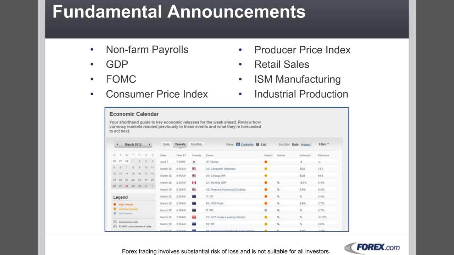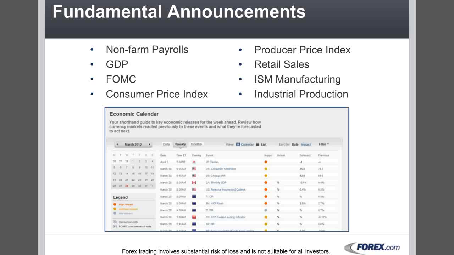So right now, I'm just going to give you a bit of an introduction to some fundamentals as I go through a few of these key major announcements, starting with non-farm payrolls, what we typically call NFP reports. Now, these rates measure the percentage of unemployed workers within the total population. And this report comes out usually the first Friday of each month, but it is typically a very big market mover with quite a bit of activity associated with it.